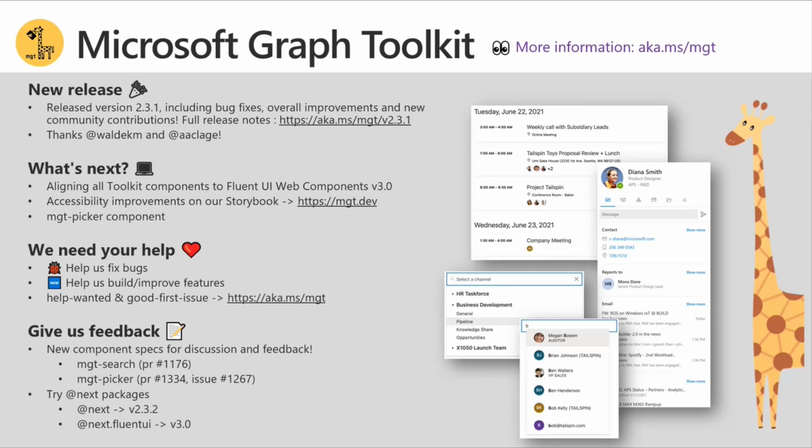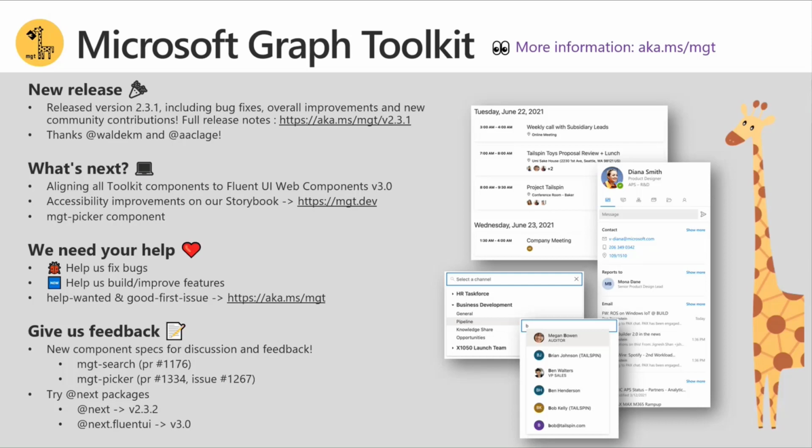And finally, would love to get your feedback. So we have 2 new components right now that are in discussions. One, which is MGT search. So we're looking at integrating with the search capabilities to give you a nice suggestions UI and results, but also with the MGT picker. If you have anything you'd like to add, feel free to get these PR and issues. And if you want to try what's next, you can do our @next package to get to our 2.3.2 version, or if you want to do @next.fluent UI to know where we're going with our Fluent integration, feel free to use them. Back to you, David.